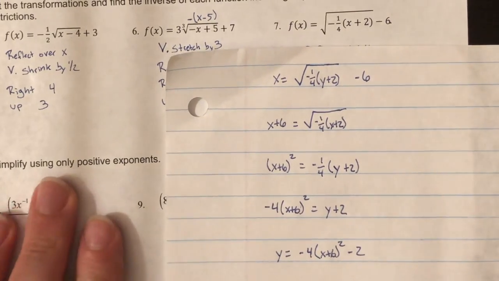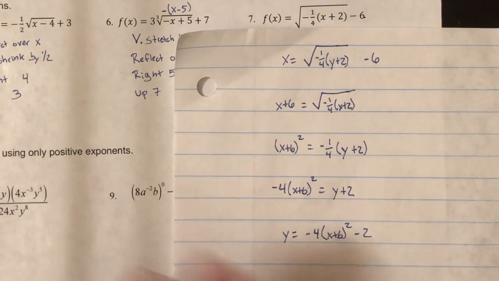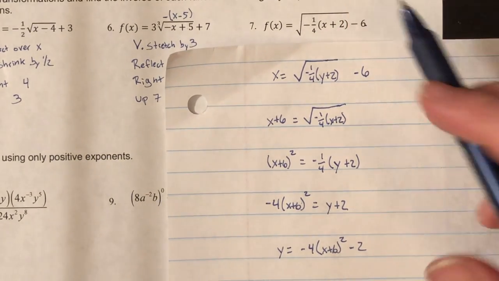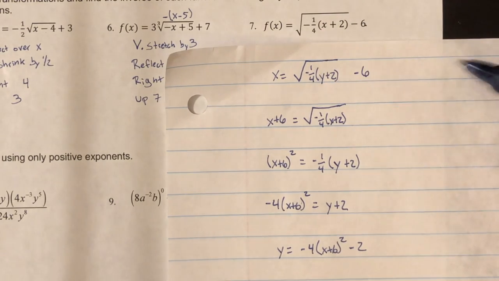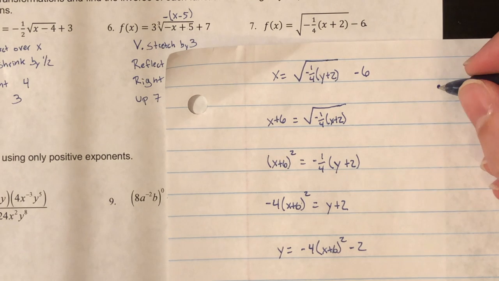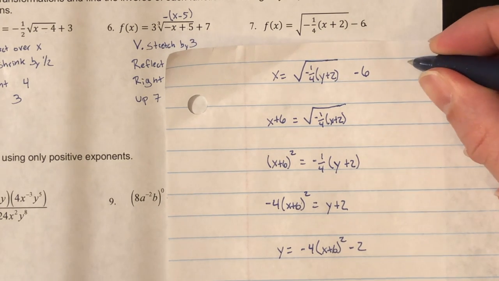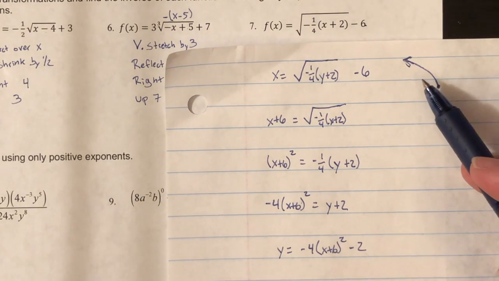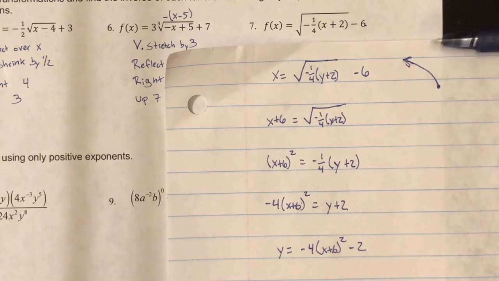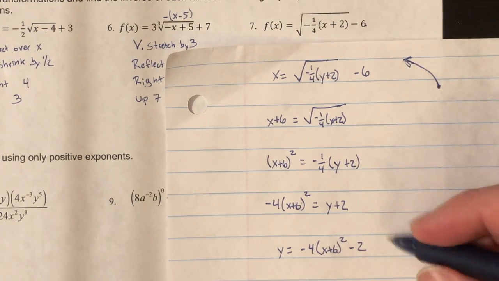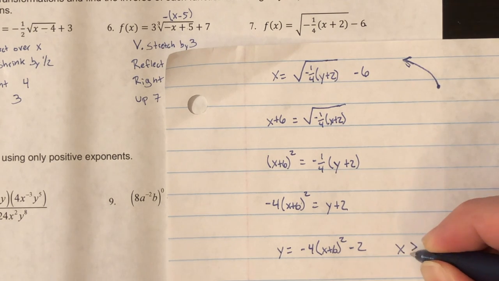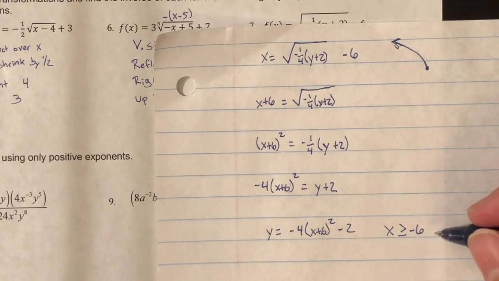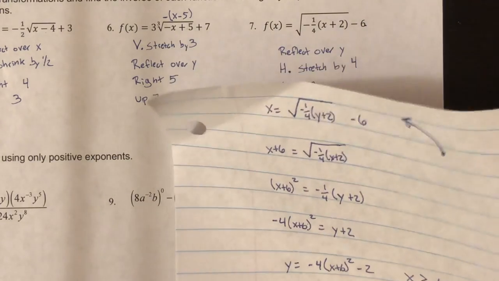Now I do need to remember that I need to know the domain restriction on this. The domain restriction here, it shifted down 6, and yes, it reflected, however, it reflected over the y-axis. So it's still going to open up, it's just opening up and to the left is the way that it is going. That means my range is still from negative 6 to infinity. So I want x values that are greater than or equal to negative 6. So there would be your inverse function for 7.